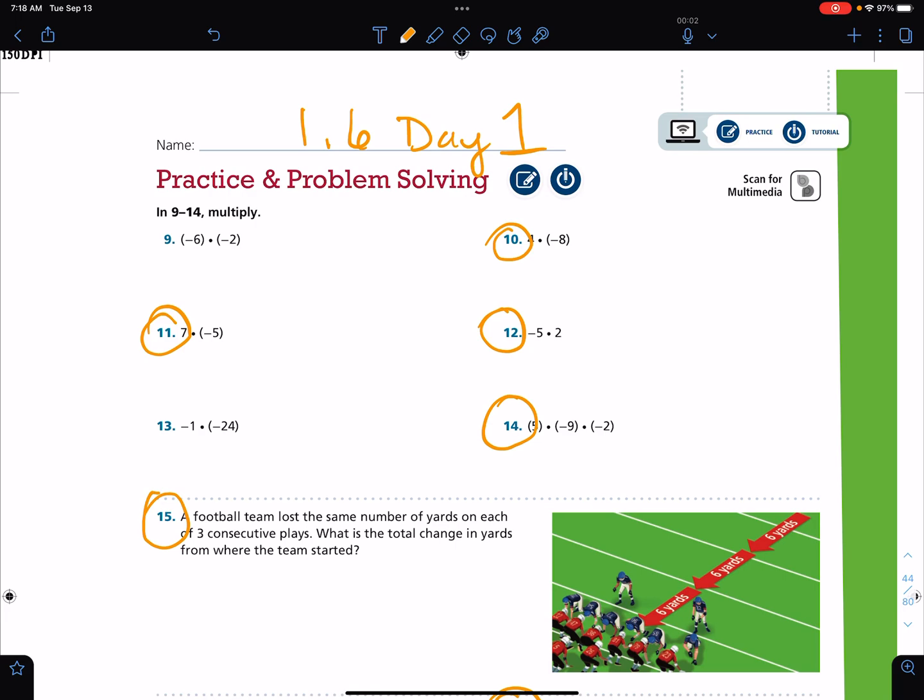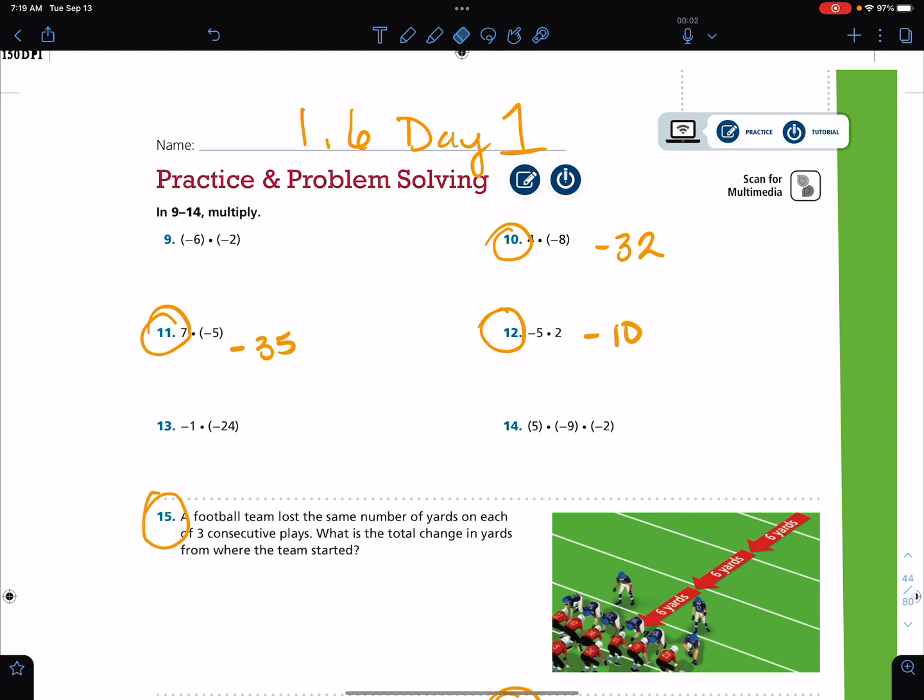We have learned and come to the realization that if we multiply a positive by a negative, it becomes a negative number. So 4 times negative 8 is negative 32. 7 times negative 5 is going to be 35, but it will be negative. 12, negative 5 times 2 will be negative 10.